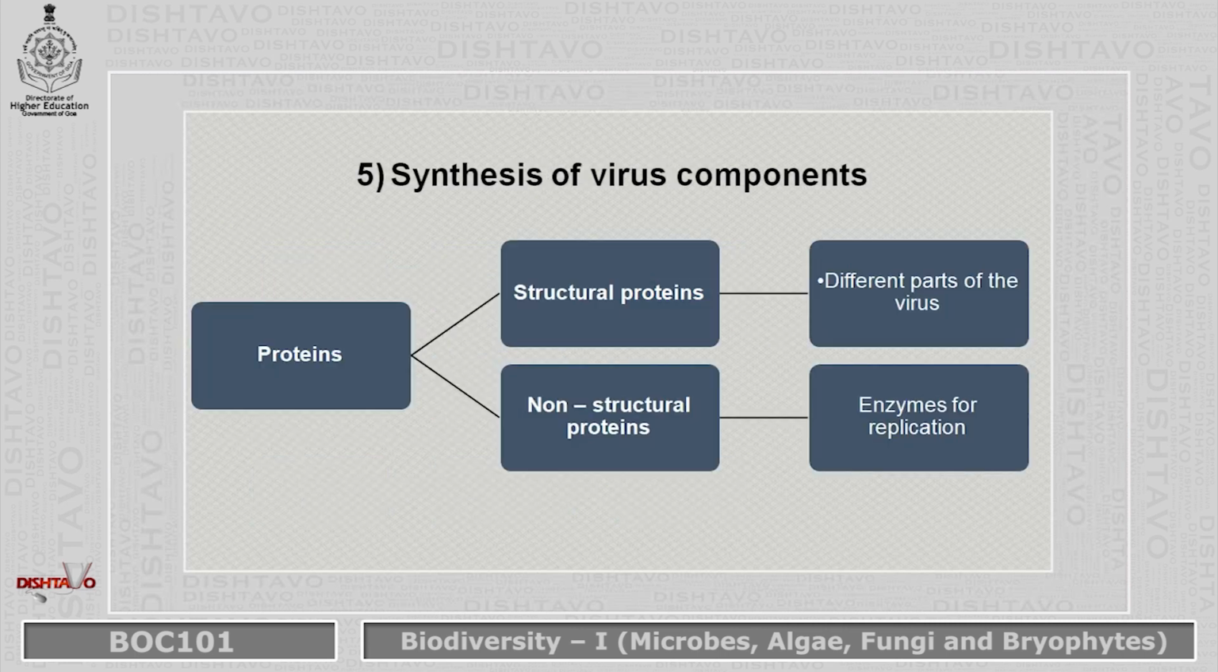So in this step, the proteins which are produced are of two types, that is structural protein and non-structural protein. In synthesis of virus, these structural proteins form different parts of the viruses such as the capsid. The non-structural protein forms enzymes for replication of virus.